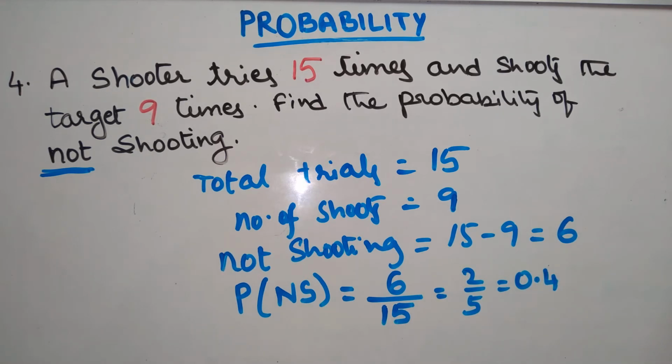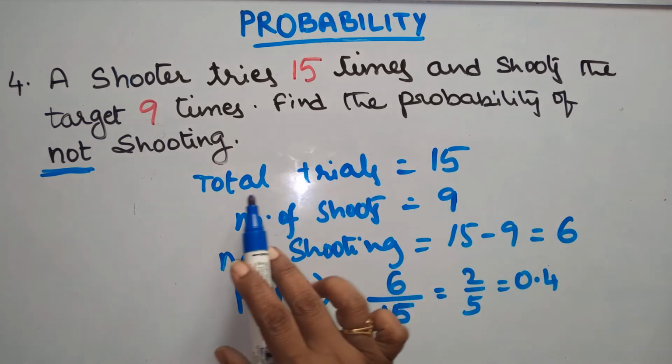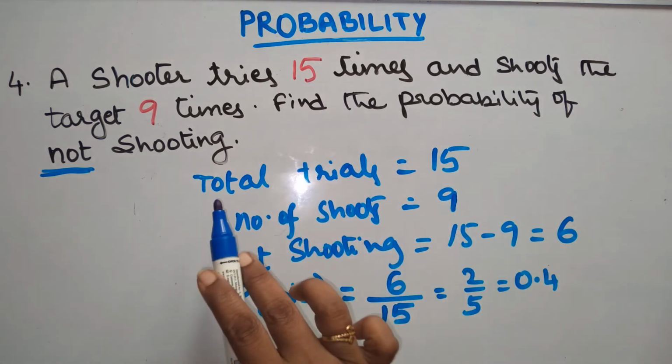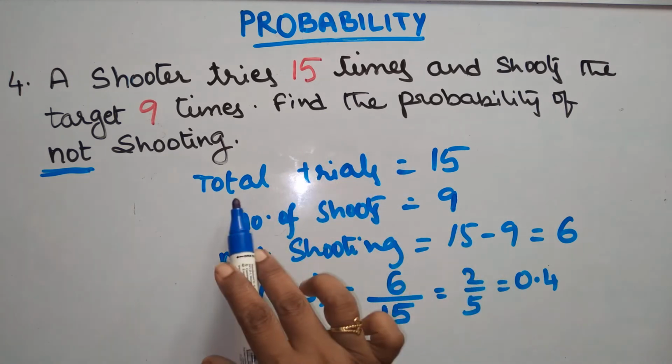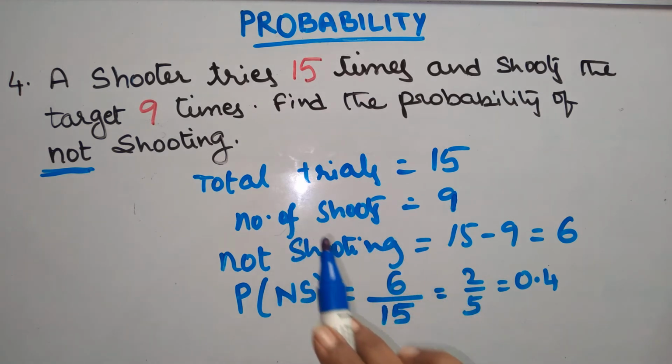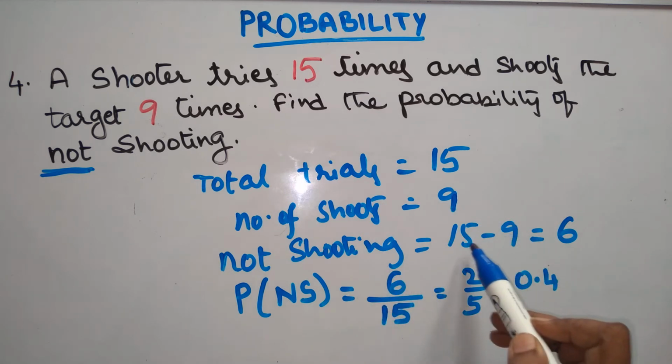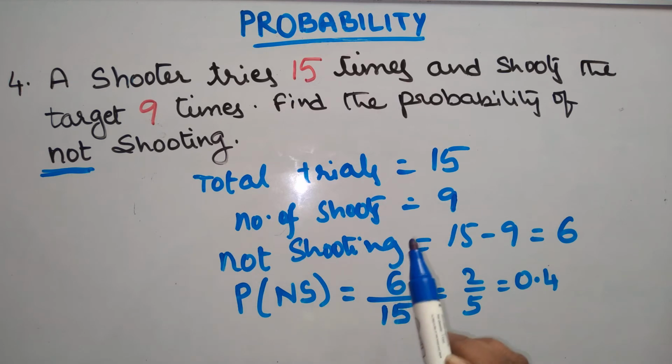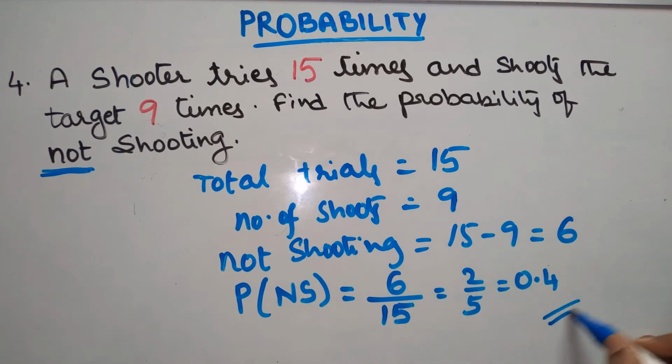I think you understood. So here what is the problem given? A shooter tried 15 times, that is total number of trials is 15, and 9 times he succeeded in shooting that particular target, and he missed the target how many times? 15 minus 9, that is 6 times. So the probability of not shooting is equal to number of times he missed the target by the total number of trials, that is 6 by 15 equals 2 by 5 equals 0.4. That's it. So simple.